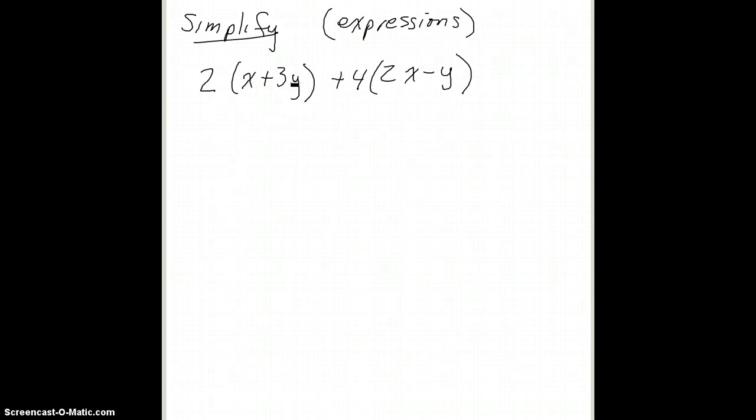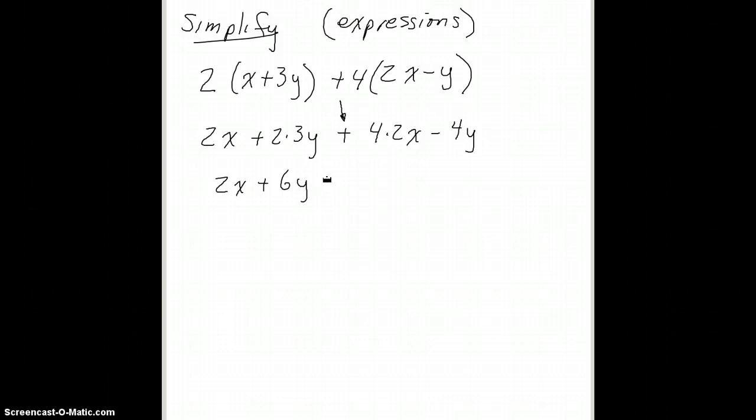I don't have like terms. I have an x and a y in the parentheses, so I can't do anything with those. So we'll distribute: 2x plus 2 times 3y plus, this is this plus right here, plus 4 times 2x minus 4 times y. Alright, so we distributed. Now we'll simplify this a bit by performing the multiplication. 2x plus 6y plus 8x minus 4y.